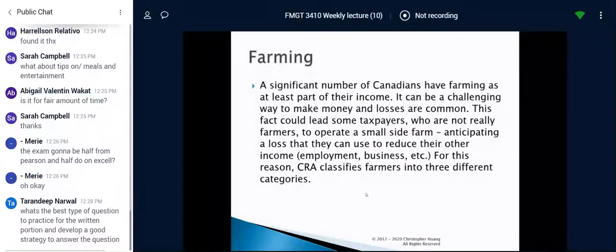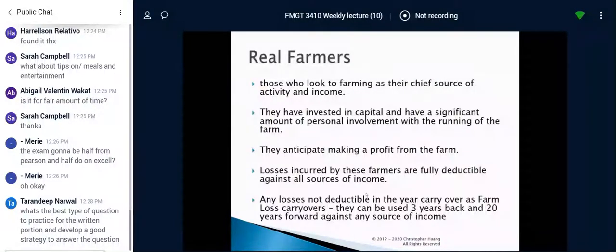All we want to do is just give you an introduction to farming losses and how they are handled. First things first, there are three types of farmers you have to look at in the Act. There's what I like to call real farmers. These are 100% dedicated, they devote all their time to farming. Farming is what they do. It's their only thing, and they're definitely trying to do this to earn income. For them, there's really no restriction on how they deal with their losses.